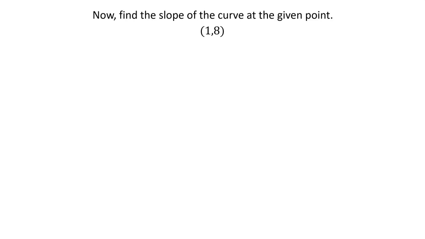In part 2 of this problem, we now want to find the slope of the curve at the given point. And our given point is the point (1, 8). To find the slope of the curve at a given point, we would normally evaluate our derivative at the given x value, in this case 1.